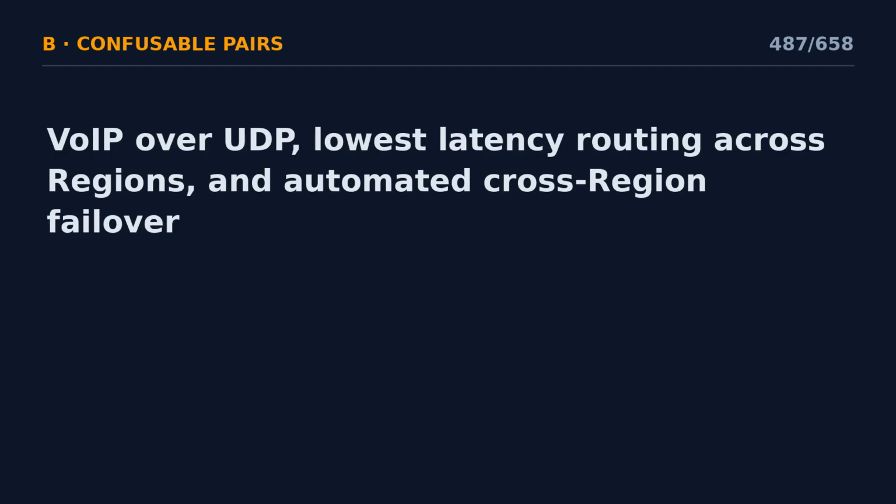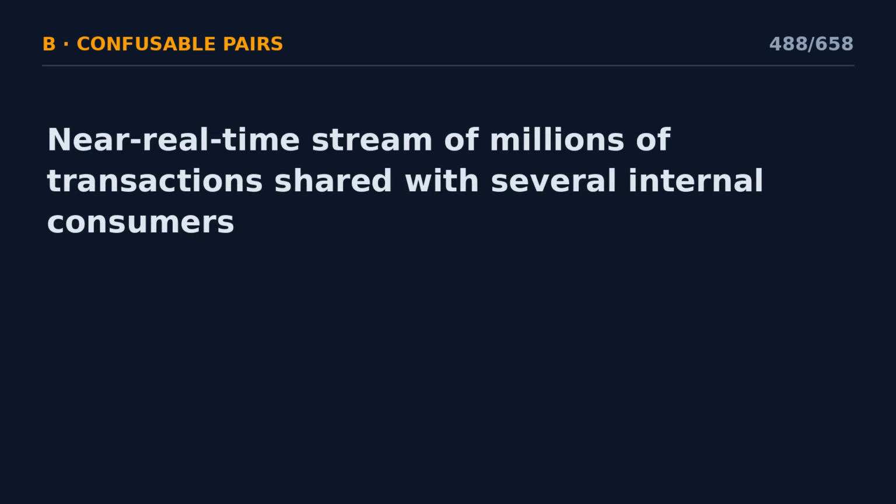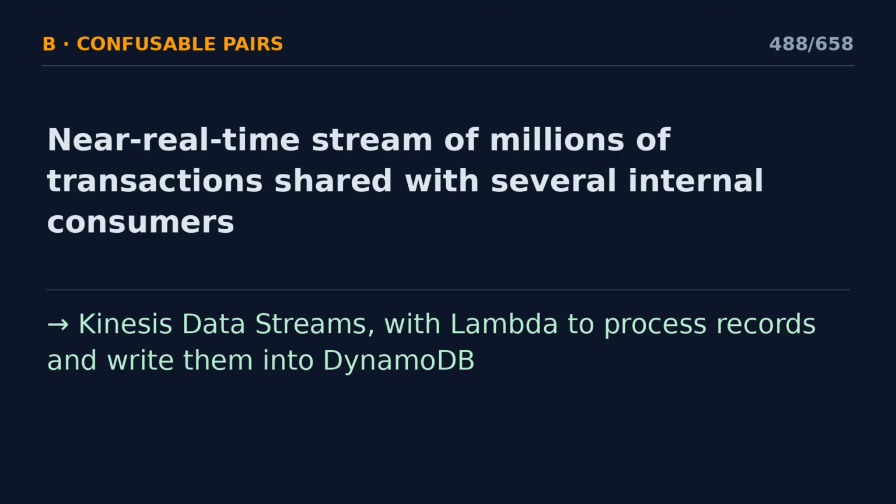VoIP over UDP, lowest latency routing across regions, and automated cross-region failover. Answer: AWS Global Accelerator in front of a Network Load Balancer. Near real-time stream of millions of transactions shared with several internal consumers. Answer: Kinesis Data Streams with Lambda to process records and write them into DynamoDB.